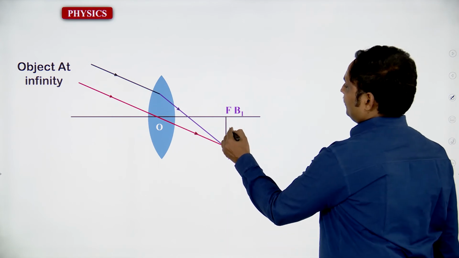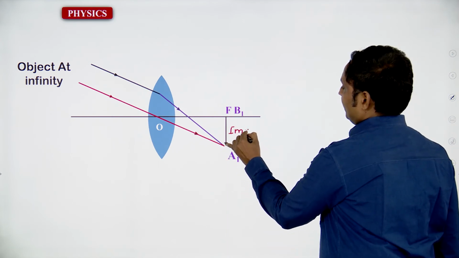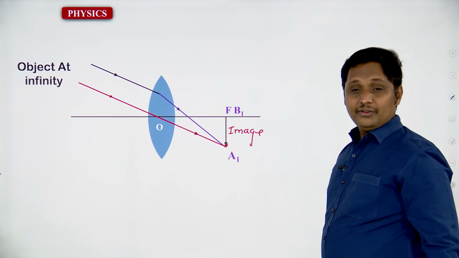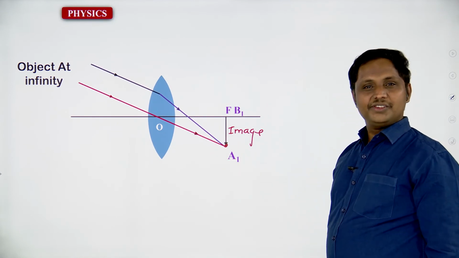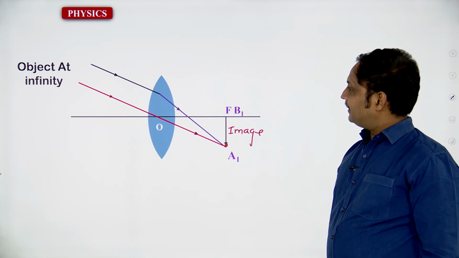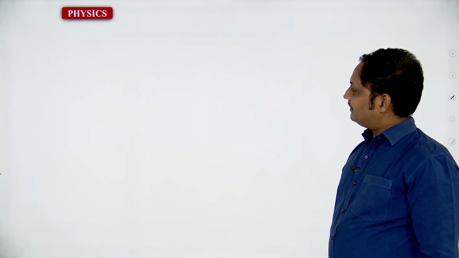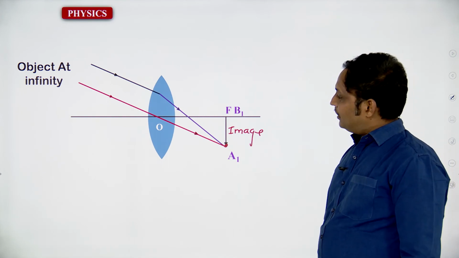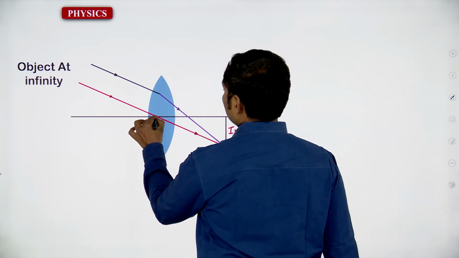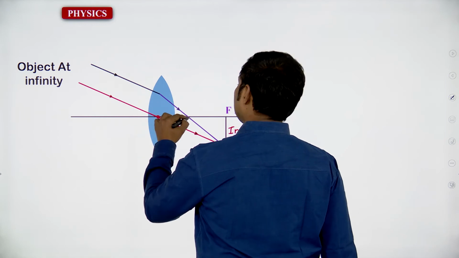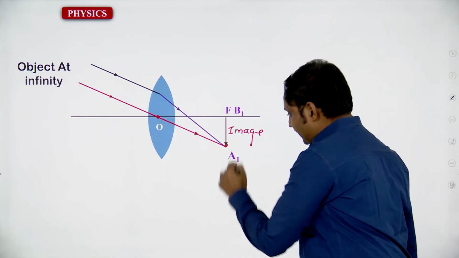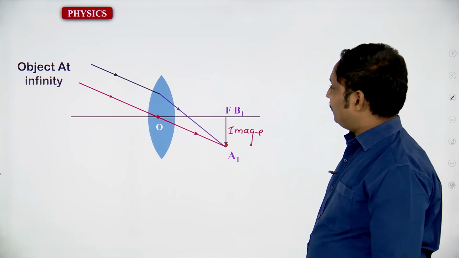Yes, you have to take that this is going to be that image. Very clear, the intersecting point defines the position of the image. All right, let's go for this one. This is very important to understand: this is going to be the undeviated ray, and this is going to be the refracted light ray, which have the intersecting point at A1. Okay, let's go for another one.